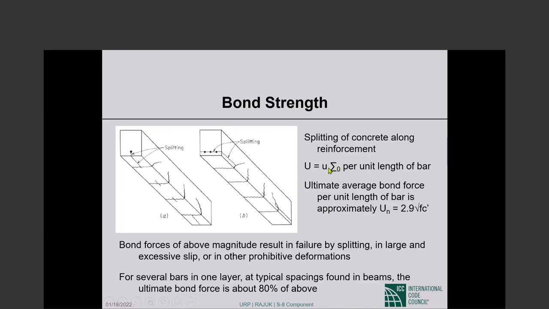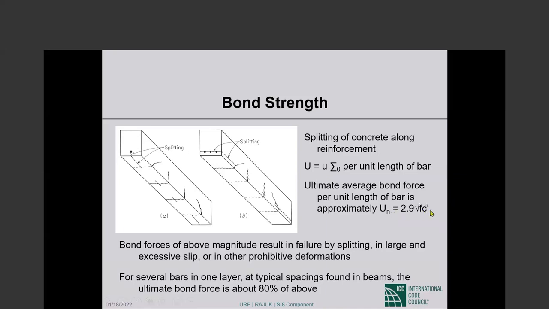So, splitting of concrete along reinforcement: the bond stress u times the perimeter gives you the bond force per unit length of bar, and that is indicated by capital U. Okay, lowercase u is a bond stress, capital U is bond force per unit length of bar. Ultimate average bond force per unit length of bar is approximately U sub n equal to 2.9 square root of f sub c prime in SI units.